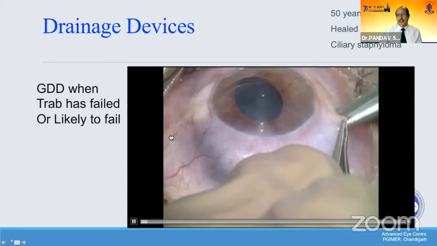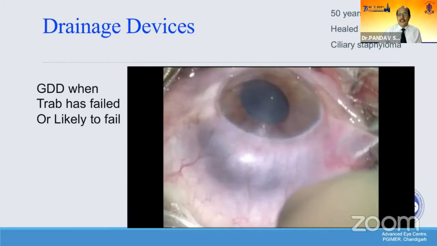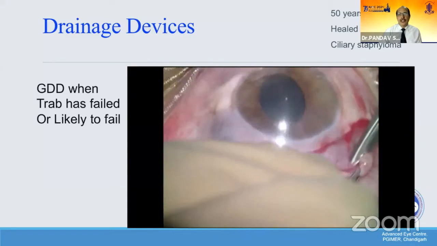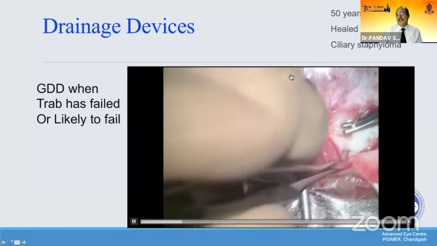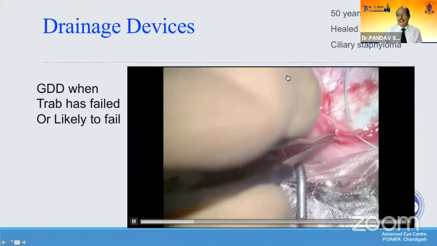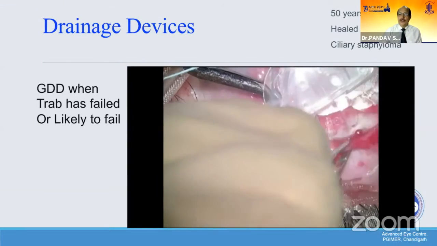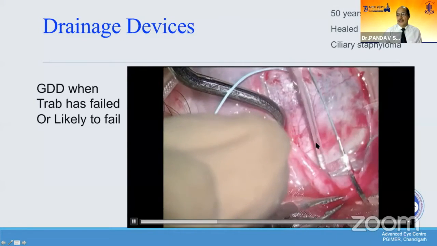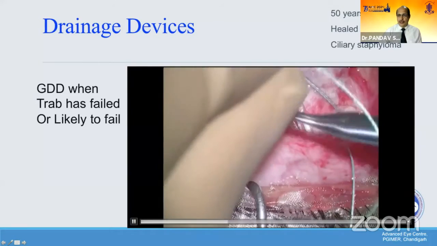Like in this case, you can see there's a healed scleritis in a 50-year-old female, and there's a ciliary staphyloma. So there's no way you can do a trabeculectomy in this patient. Here, what you can still do is put a tube. Usually what happens is that if you go beyond the area which is staphylomatous, you'll find healthy sclera. Because these devices are sutured posteriorly, you can find healthy sclera posteriorly and put the implant in that area, and that will give you a good area to work with.